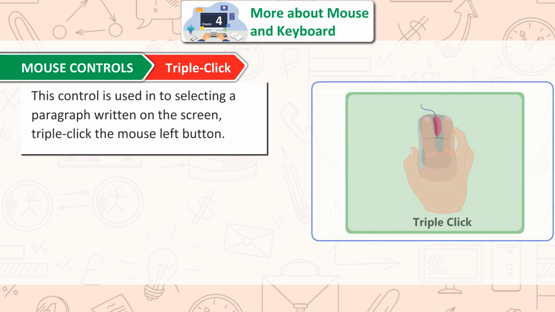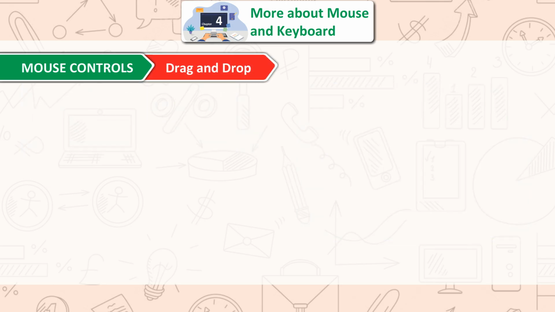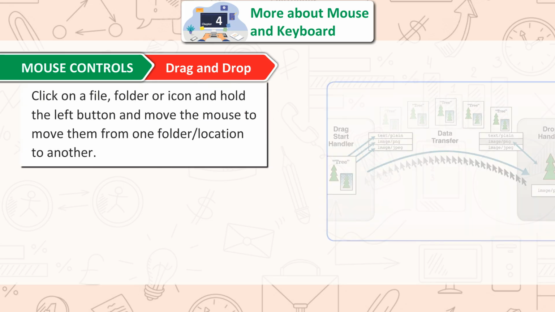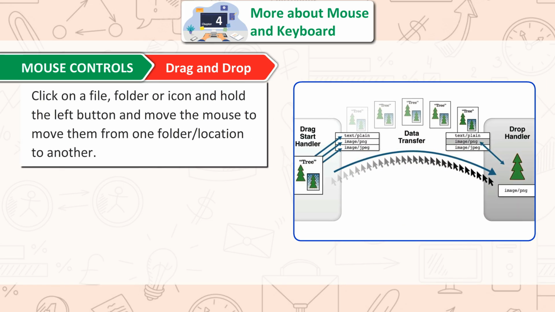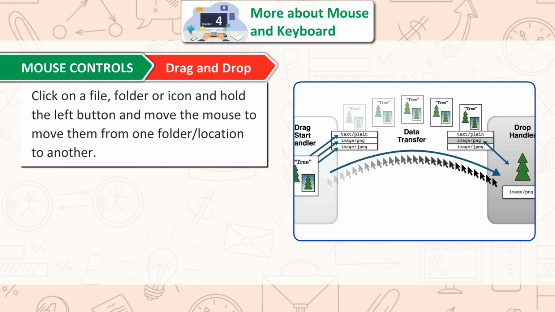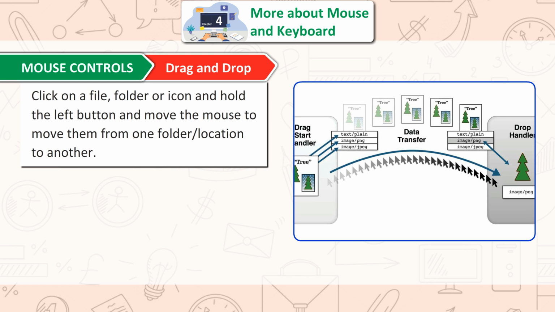Triple-click. This control is used for selecting a paragraph written on the screen. Triple-click the mouse left button. Drag and drop. Click on a file, folder, or icon, hold the left button and move the mouse to move them from one folder or location to another.